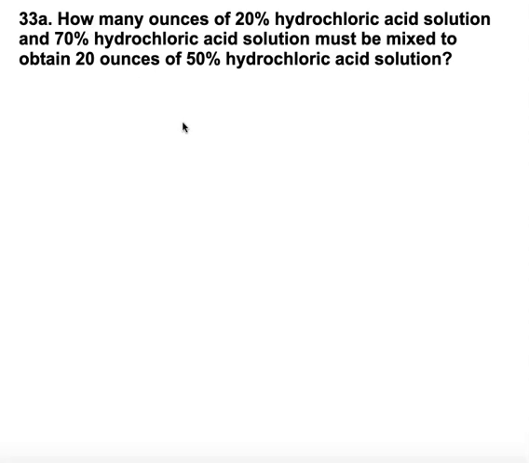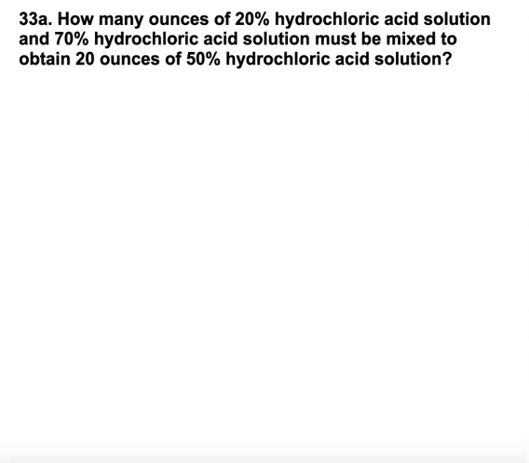All right, so more system of equation word problems. This one is actually what they call a mixture problem. All right, so here it is. How many ounces of a 20% hydrochloric acid solution and a 70% hydrochloric acid solution must be mixed to obtain 20 ounces of a 50% hydrochloric acid solution?